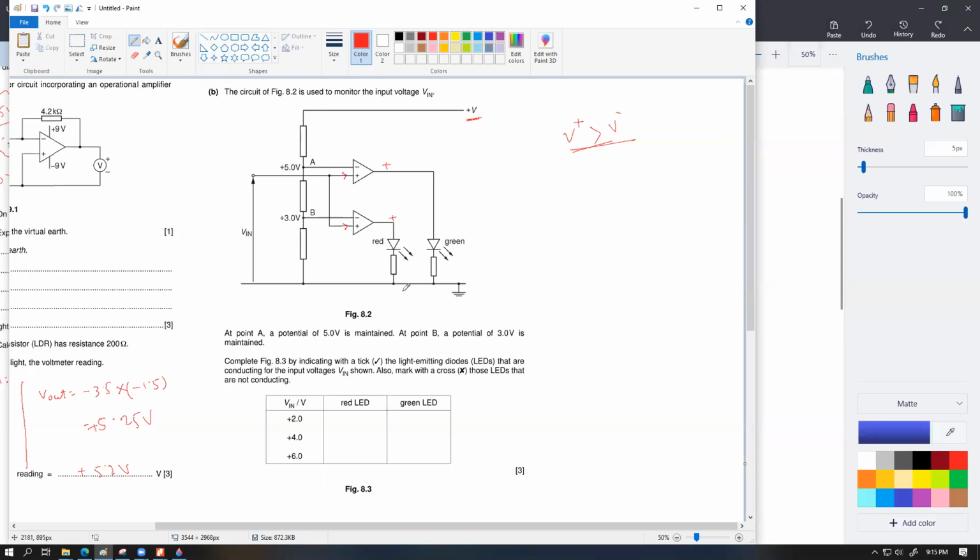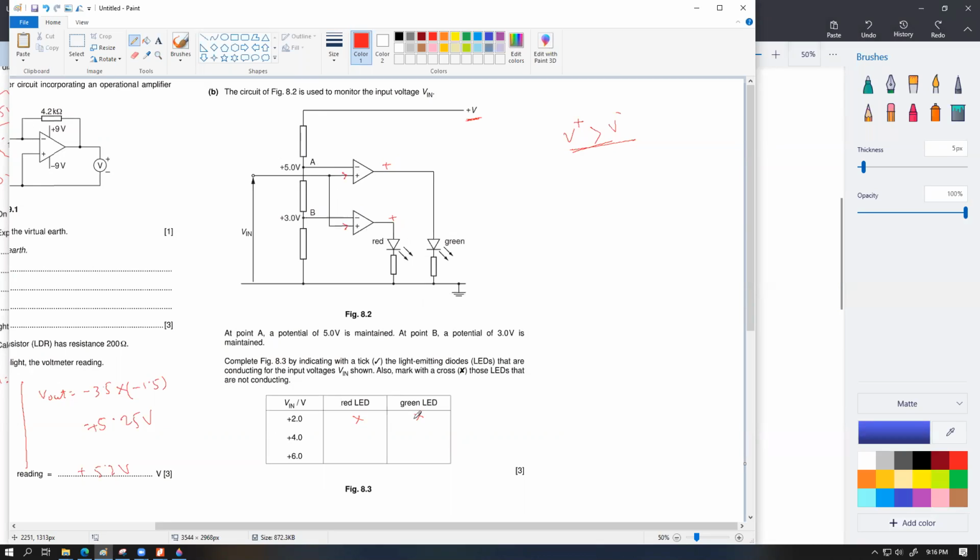So let's go for the red LED for this one. Whenever the Vin is plus 2 volt, in that case V minus is 3, V plus is 2, red LED will not glow. Cross. Green LED, this is 2, this is 5, this will not glow either. So now it should become, it হচ্ছে একটা ওয়ে to solve করা.